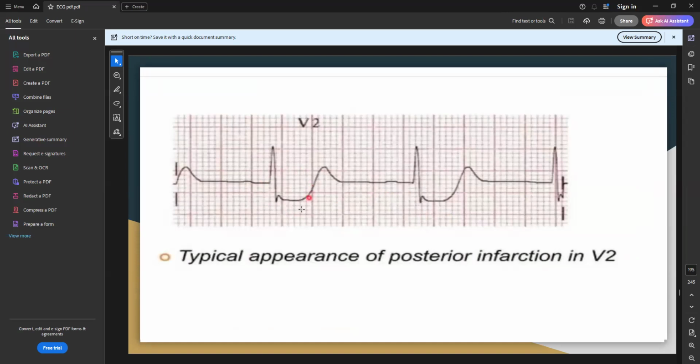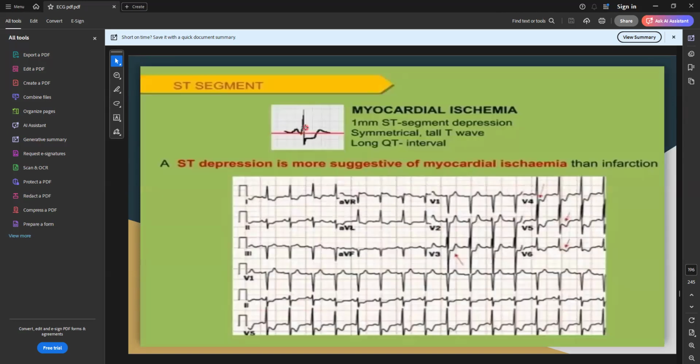This is the typical appearance of posterior wall STEMI in the lead V2. Coming to the ST segment, what happens to the ST segment in myocardial ischemia? That is, there is no infarction, it is only ischemia that has occurred in the particular wall of the heart. Here, in case of myocardial ischemia, you will see only the ST segment depression.